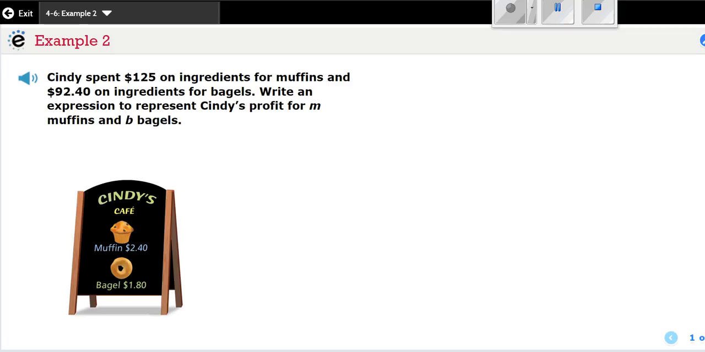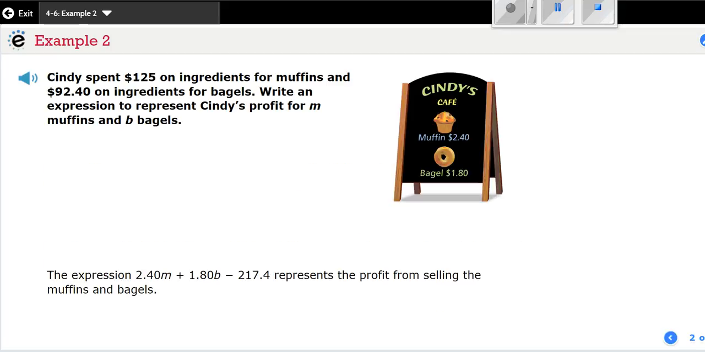Example 2 is going to continue that process by looking at another example of how it works. The wording is going to be a little bit different. Finding the expressions is going to be changing because we want you to be able to do it in a variety of different forms. So it says Cindy spent $125 on ingredients for muffins and $92.40 on ingredients for bagels. Write an expression to represent Cindy's profits for M muffins and B bagels. So how much is she profiting as she's making these bagels?